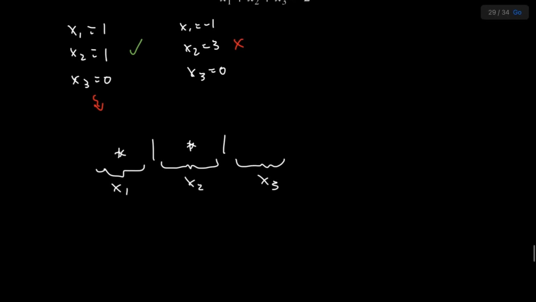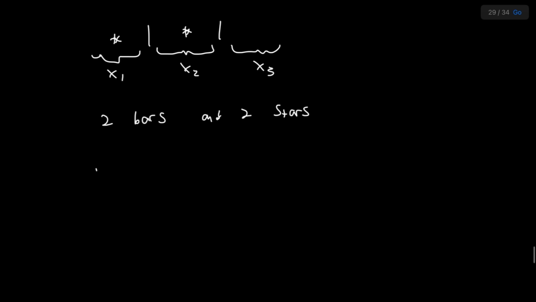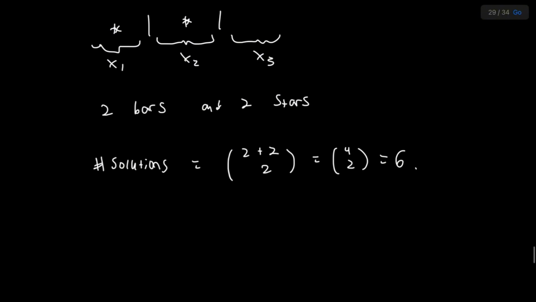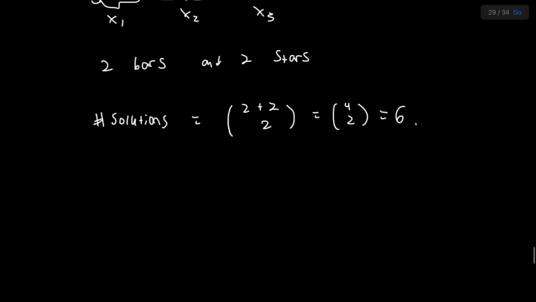Okay. And so what do we have then? We have 2 bars and 2 stars, right? So what is the number of solutions then? The number of solutions is just 2 plus 2 choose 2, right? It's the number of bars plus the number of stars, choose the number of bars, or equivalently, choose the number of stars, which equals 4 choose 2, which is 6, right? We've done the 4 choose 2 example before, but again, you can use a calculator, use the formula, use whatever you like. And of course, we can make this more general.